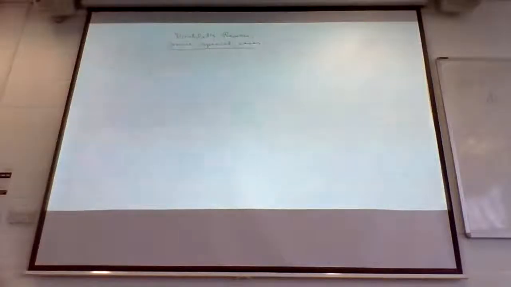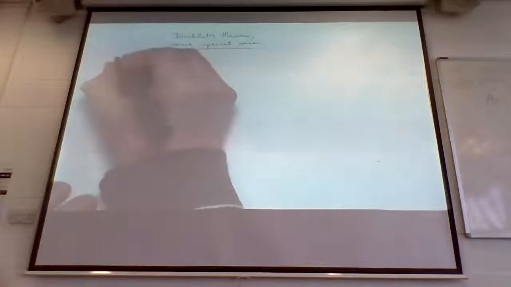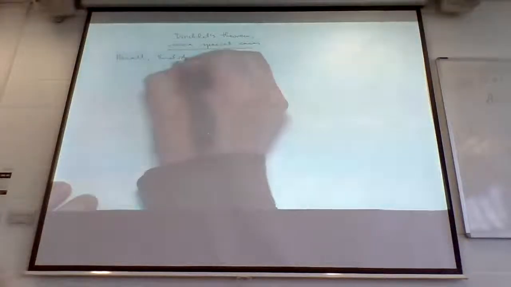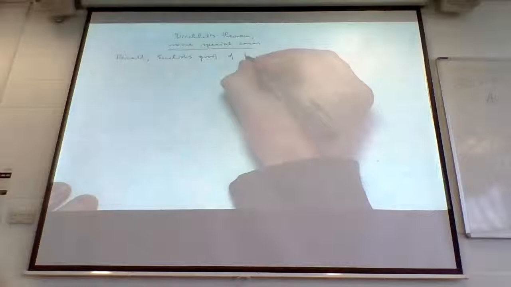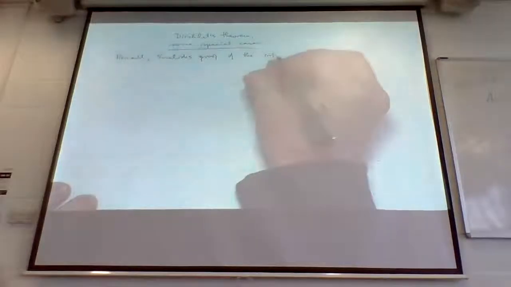A nice application of some ideas from the course, and in particular, in one of these cases, a further application of quadratic residues. So something everybody should know. If you've looked at the past examination papers, you'll appreciate why. Euclid's proof of the infinitude of primes.